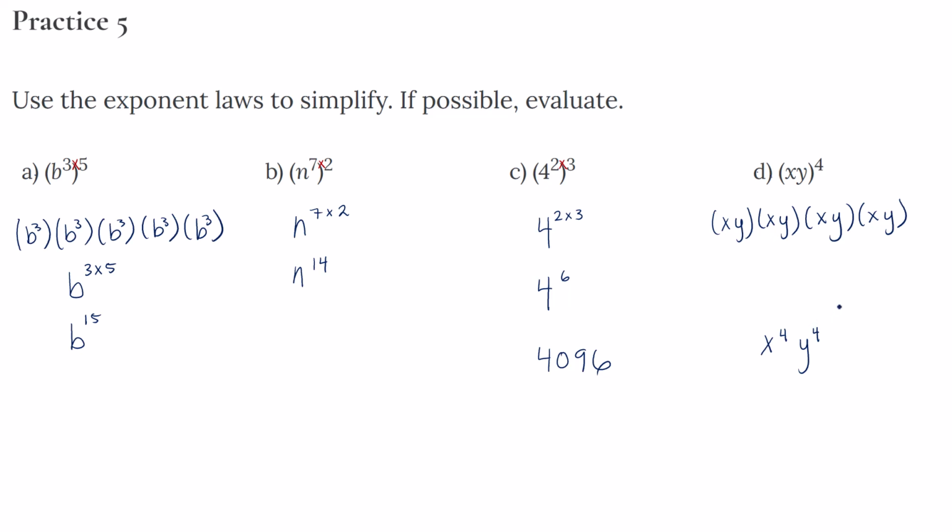A quicker way to do this question is to use the power of product law. So to do that, we basically take each of the factors inside the brackets and apply that exponent of 4 to it. So x to the power of 4 would give us this one. Y to the power of 4 would give us this one.